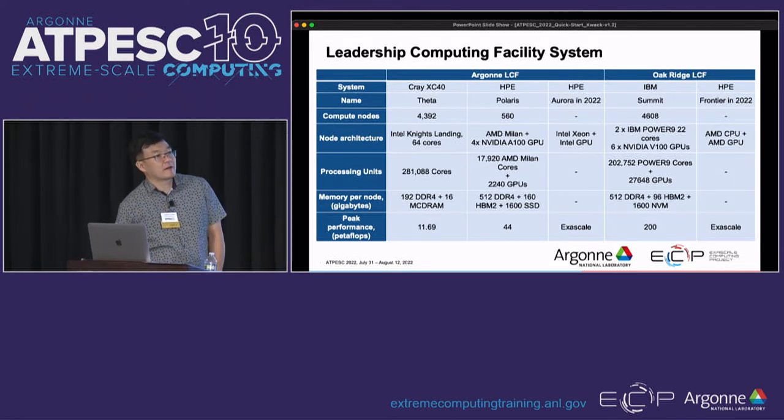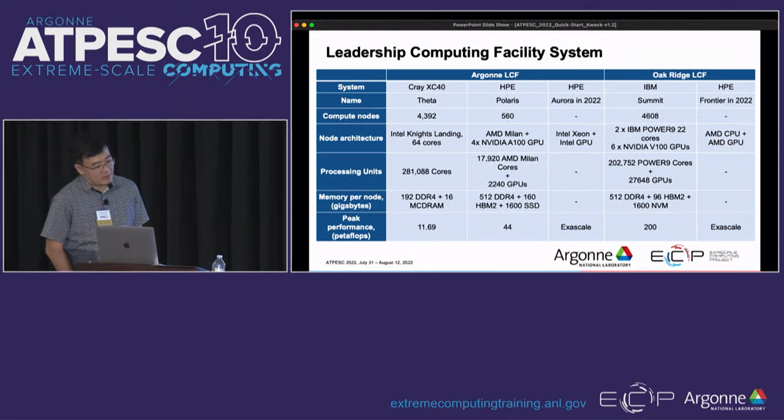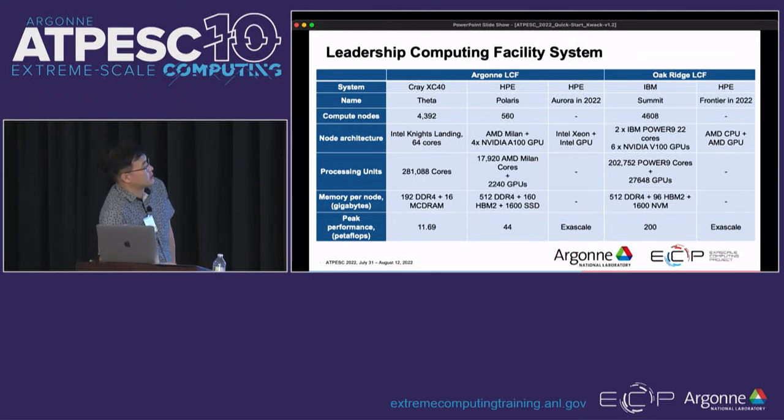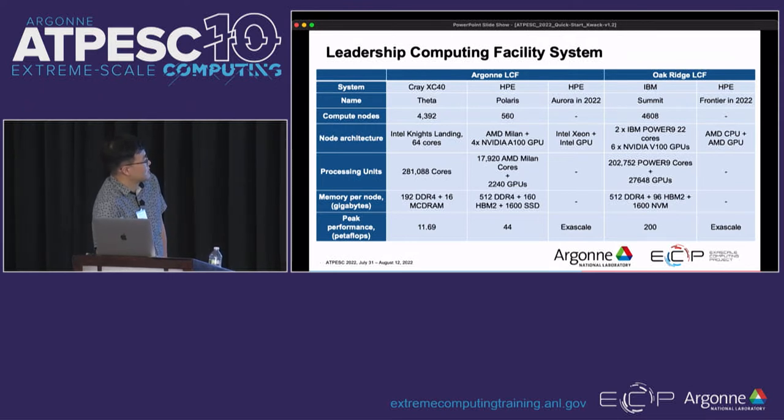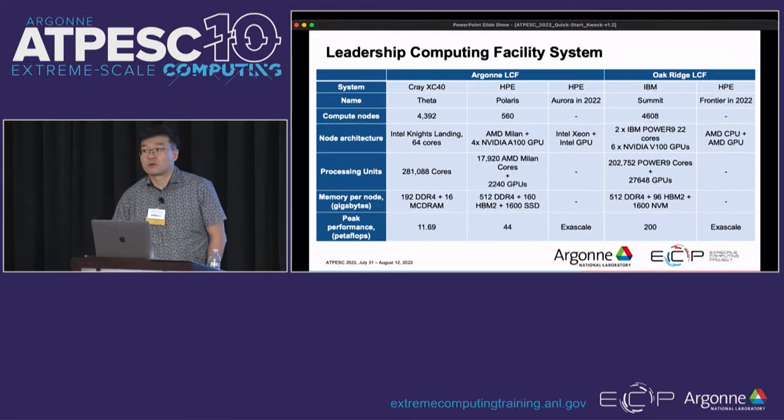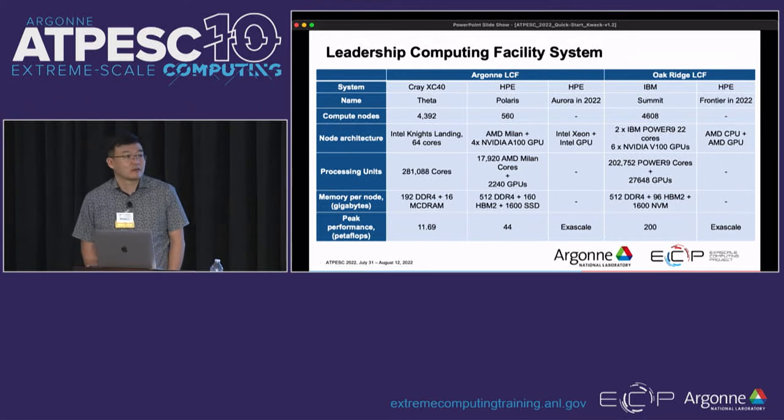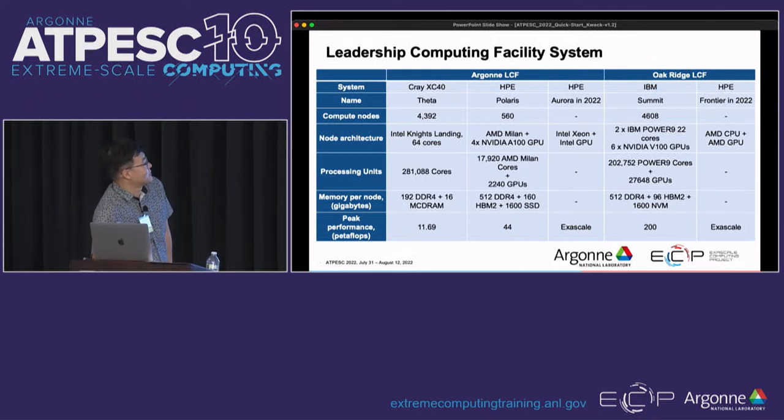And Oak Ridge recently deployed the first exascale system. So you probably see on the Top500 list, Frontier is the rank one system at the moment. It's more than one exaflop. Frontier is not open to general users yet, but it will be soon. Its node architecture is AMD Milan CPU, I guess, and then AMD MI250X GPUs. Its sustained performance is more than exascale. So tomorrow, I think one of the OLCF speakers will talk about the Summit system and the Frontier system. So if you have any questions, you can talk with him.